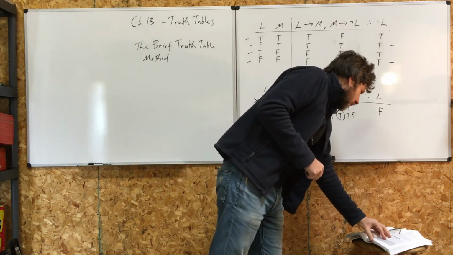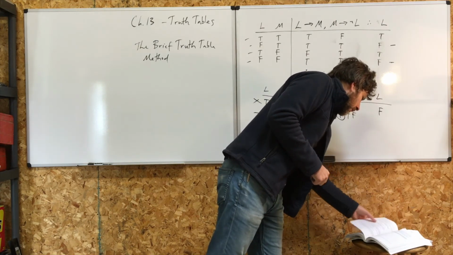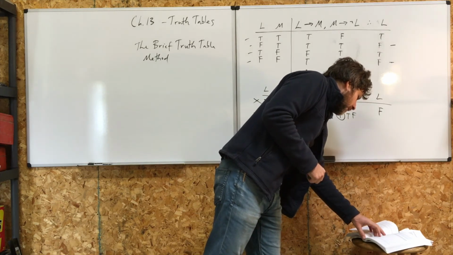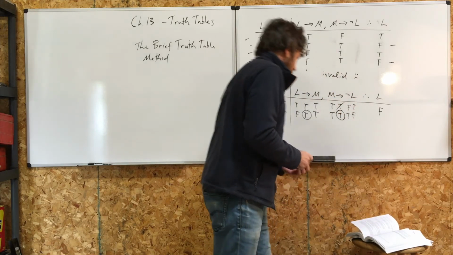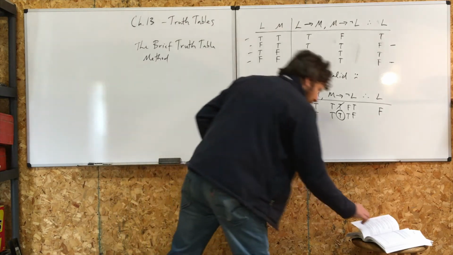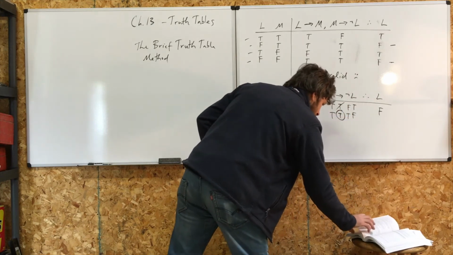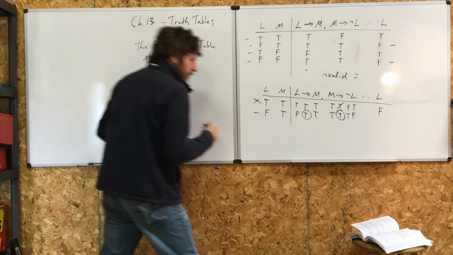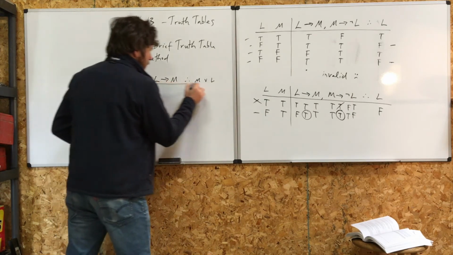Let's look at another example. Let's not pick a very difficult one yet. We'll get to that. Let's do one here from the book. This is exercise 18 on page 211. L arrow M. And the conclusion is M or L. Okay. So let's put that in the upper right.